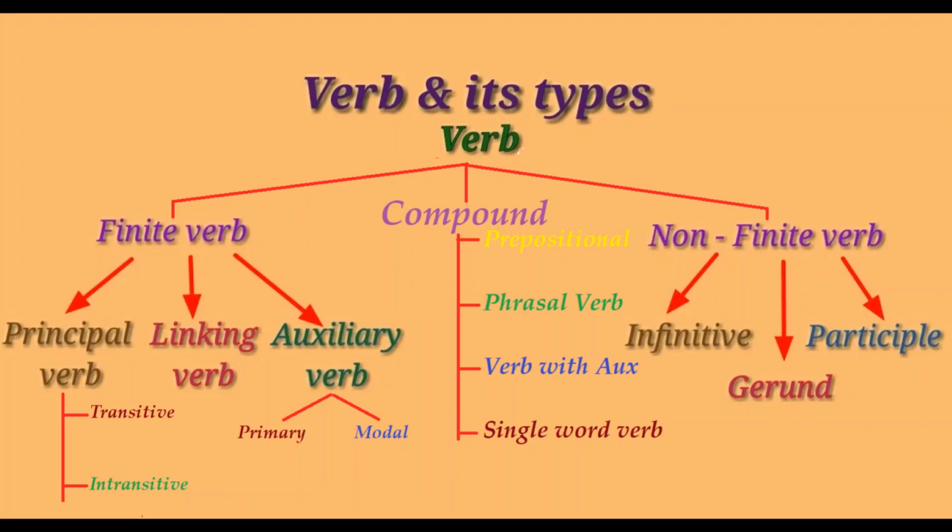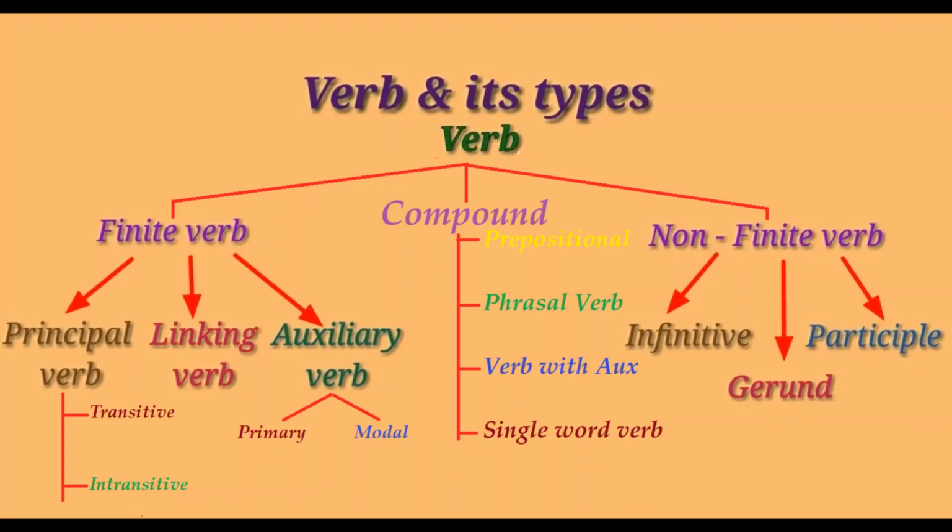Now after principal verb, the finite verb has two more divisions: the linking verb and the auxiliary verb. Linking verb, I told you, is the main auxiliary verb. If there is only one auxiliary verb in the sentence, you call it the linking verb. Then the auxiliary verb, or helping verb, is of two types. One is the primary auxiliary, which doesn't have any meaning but just helps the main verb, and the modal verb, which is also helping but has meaning, which changes the mood of the sentence. So that is all about the finite verb.